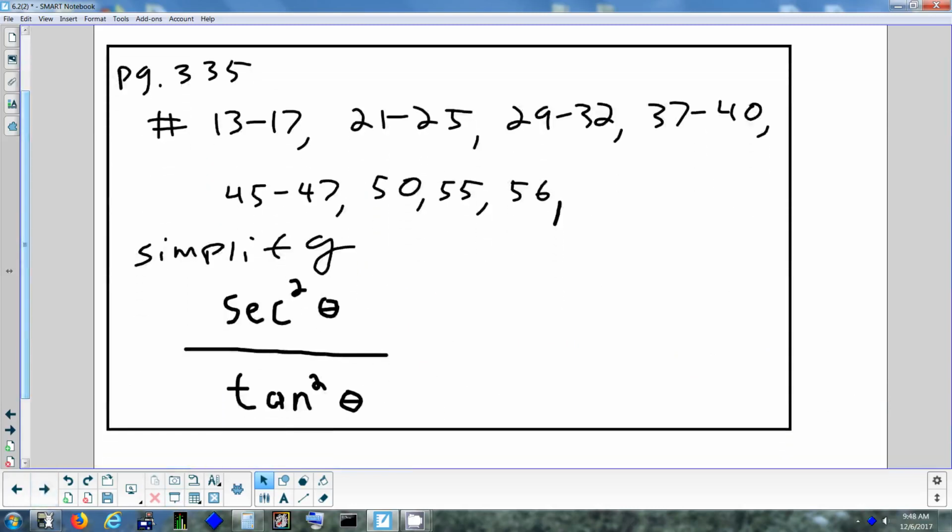Okay, so homework tonight, it's on page 335. It's 13 through 17, 21 to 25, 29 to 32, 37 to 40, 45 to 47, and 50, 55, 56. Okay, there's one problem I put here that's not in the book, and I'd like you to try to simplify secant squared divided by tangent squared. And my hint would be change everything to sines and cosines, and you'll probably get some stuff that cancels out.